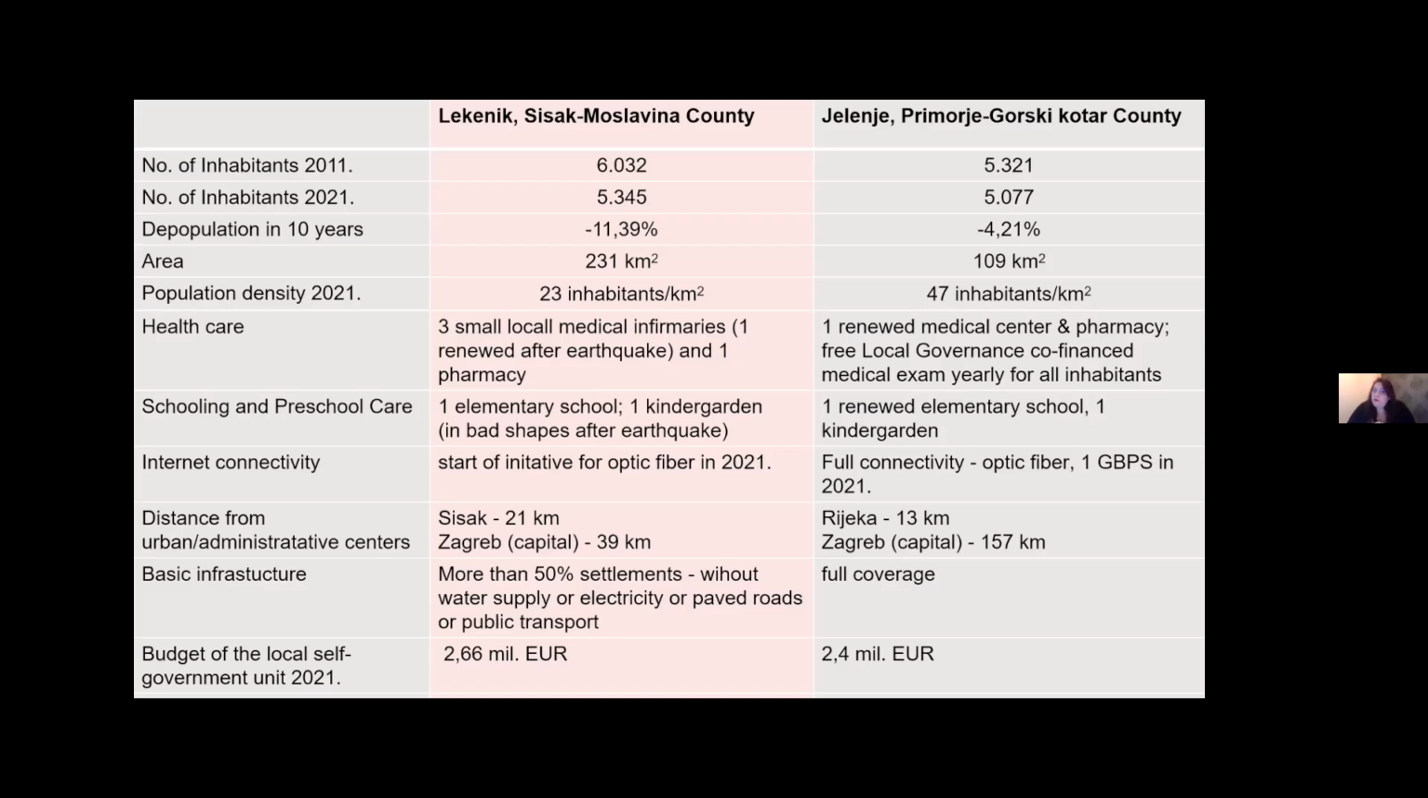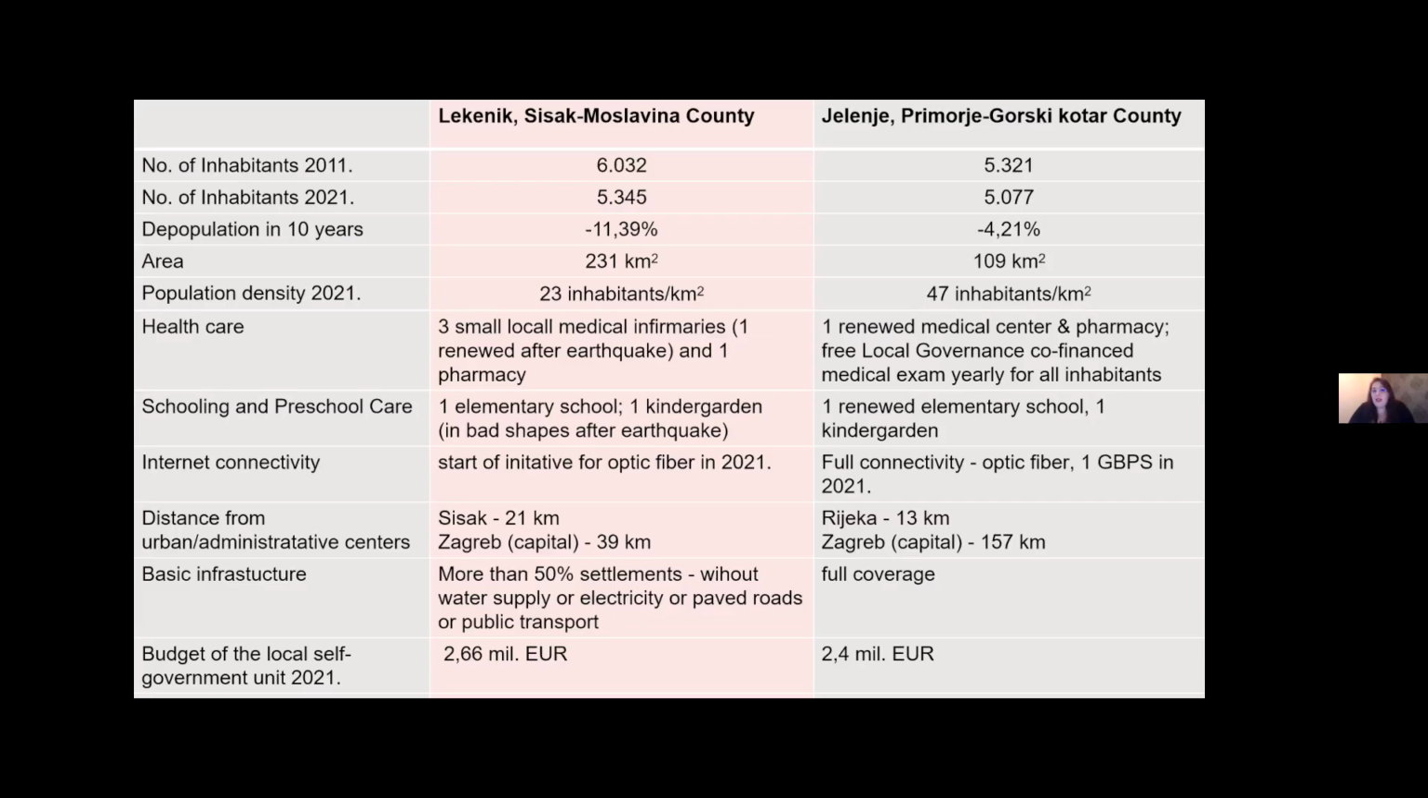For example, the hinterland unit, Lekenik, has issues with healthcare. On the other hand, the other one has a renewed big medical center with pharmacy, and the local government co-finances medical exams for all the inhabitants all year, for example. These are all tools and possibilities to fight depopulation at least a bit.